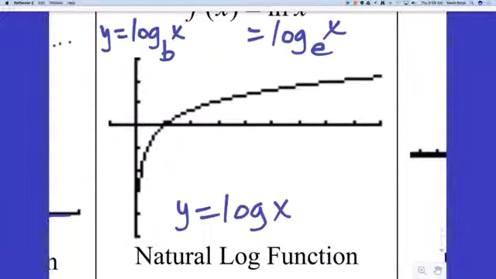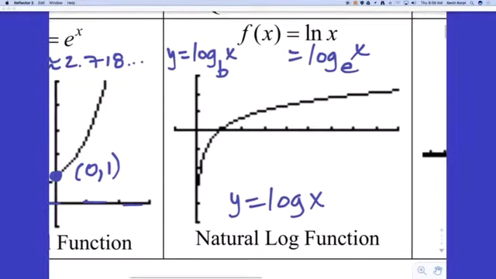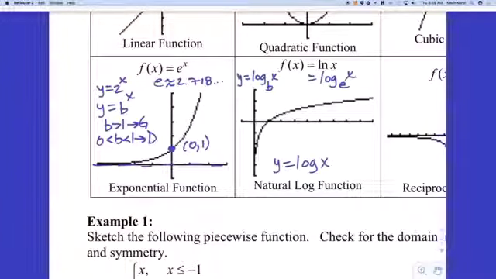10, right. This is called the common log or the common base. It's the scientific base. Scientists use base 10. Mathematicians like to use base e. So when we take base e, we call it the natural log of x. And it is, again, the inverse of e to the x.